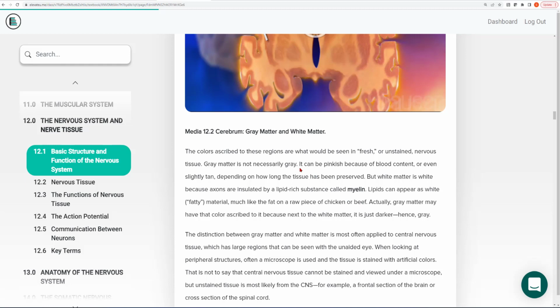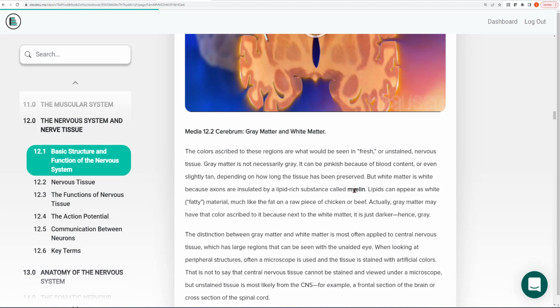Now, what is it that makes the white matter white? What makes white matter white is a protein that is lipid rich. It's got a lot of fat in it, a lipid rich protein called myelin. Myelin, we're going to see, is what gives white matter its white color. And really, gray matter is simply the lack of myelin.